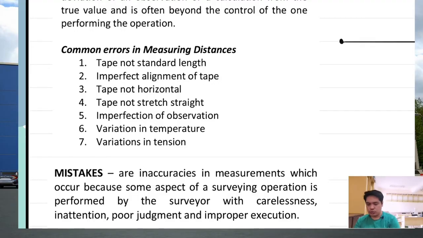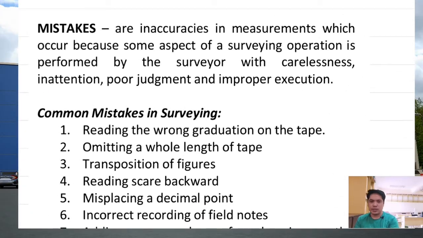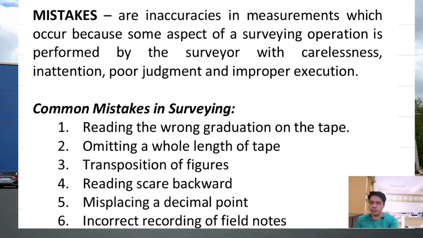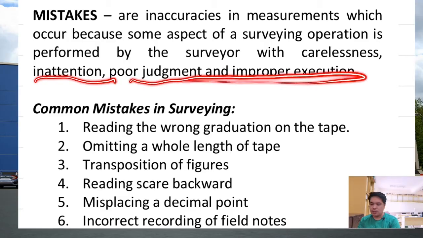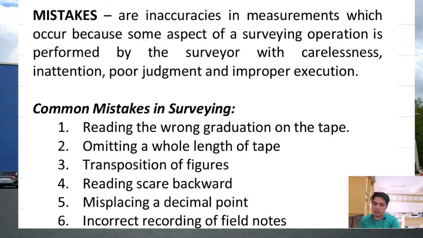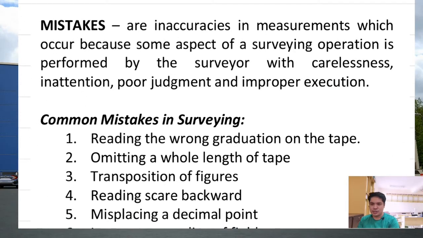Now let us proceed to the next section, which is about mistakes. So, according again to the book of Juni Pilapilaput, mistakes are inaccuracies in measurements which occur because some aspect of surveying operation is performed by the surveyor with carelessness, inattention, poor judgment, and improper execution. So, ito yung mga, sabi pa mga human errors, but actually they are mistakes because of carelessness, nakaka-create tayo ng mga inaccuracies sa ating measurement.